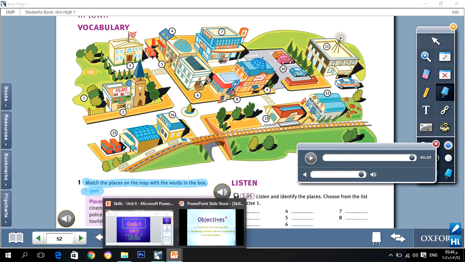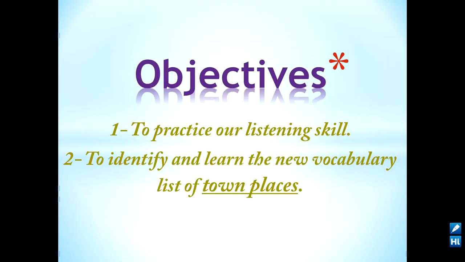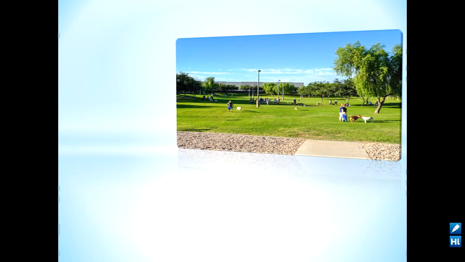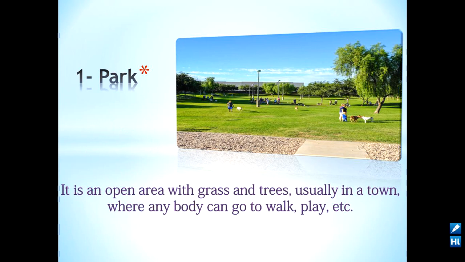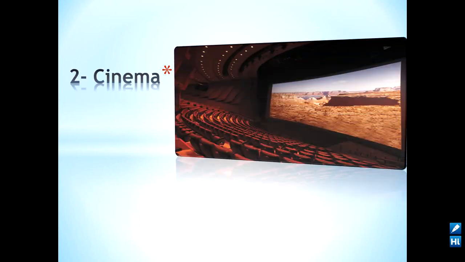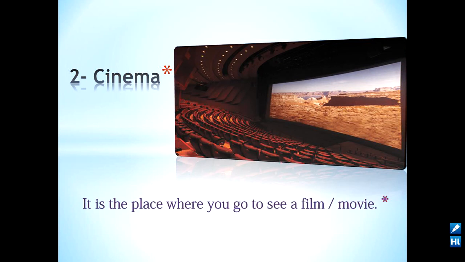Okay, let's start. Number 1 was a park. So what is the park? A park is an open area with grass and trees, usually in a town, where anybody can go walking, play, etc. Number 2, it is a cinema. Yes, a cinema is a place where you can go to see a film, or we call it a movie.